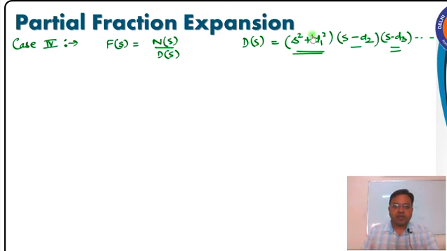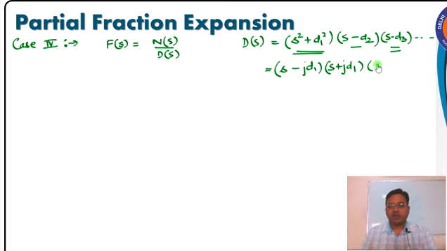In that case we can write this as s minus j d1, s plus j d1. If I multiply them together, I will again get this. So this can be written in first order terms like this, and all other terms are of first order, s minus d2 and so on.